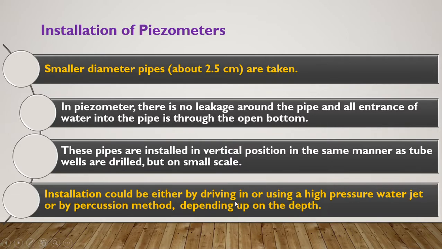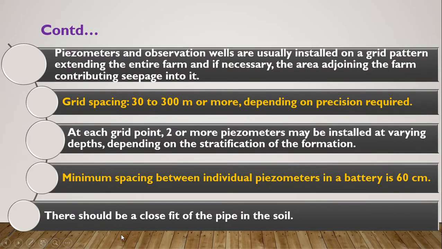Installation can be done either by driving. Driving means we will place the pipe and use a hammer to drive the pipe into the soil. Or using a high pressure water jet. In this process a high pressure water stream is used for removing the soil and for driving or placing the pipe into the soil. Or by the percussion method. Percussion is again hammer plus water. The method is used depending on the depth of penetration. We will see the different installation procedures later.